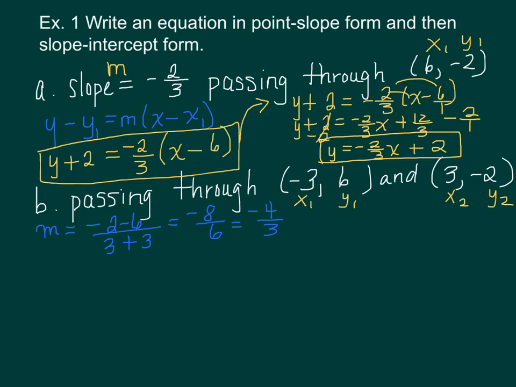Okay, so we have our m. Then what you need to do is pick a point to be your x1, y1. So I'm going to pick this one. So first I'm going to start off with point slope. Y minus 6 equals m. And then x minus your x1 will make it plus. I'm going to put it over 1 so I can distribute.